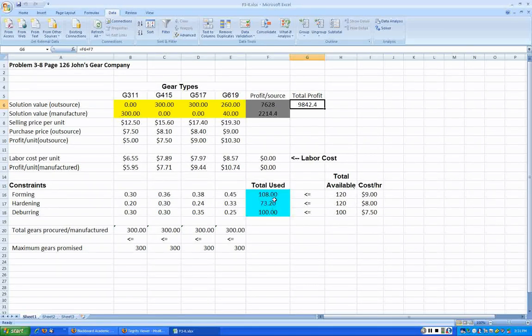So if you look at this constraint, deburring is the tight constraint here, so this is a critical resource. That's the reason why you did not produce more in-house, because this is a constraining factor. If you were to get more hours in deburring, certainly you will see a little bit more manufacturing activity than outsourcing activity, and your profit is going to go higher.